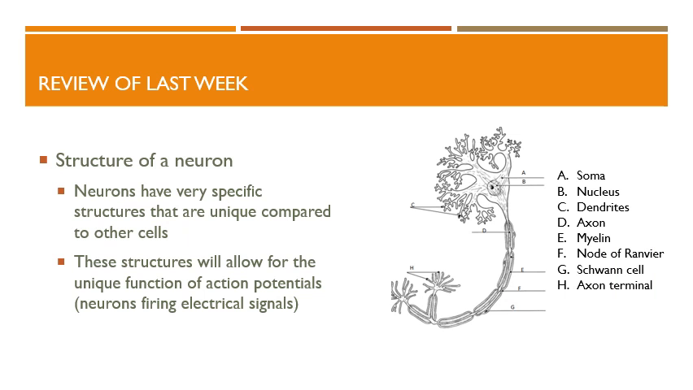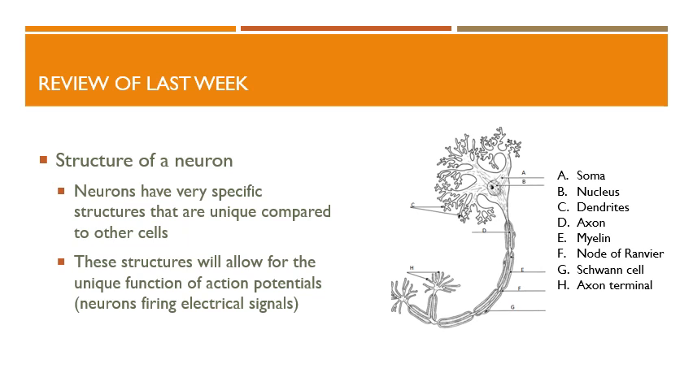All right, so based on the learning check last week, we're going to have a little bit of a review this week. First of all, last week we looked at the structure of a neuron. Neurons have very specific structures that are unique compared to other cells, and these cell structures are going to have unique functions that are going to allow for action potentials, and that's the focus of this week. So now that you've learned the structures, we're going to apply that to their function.